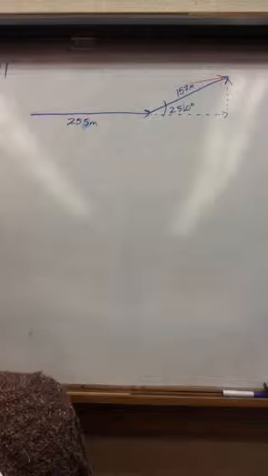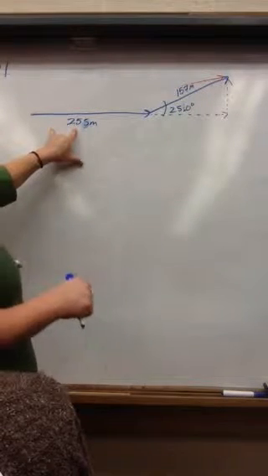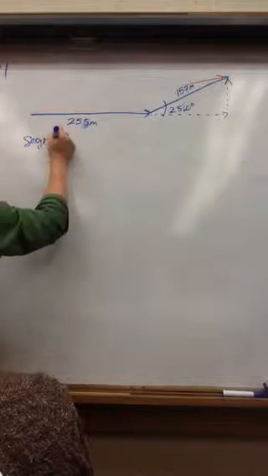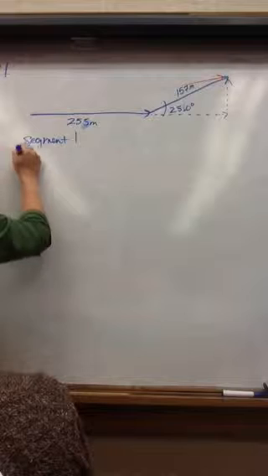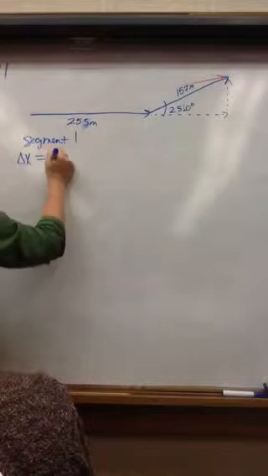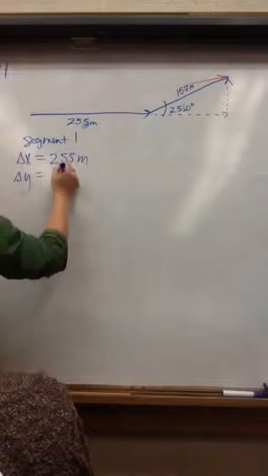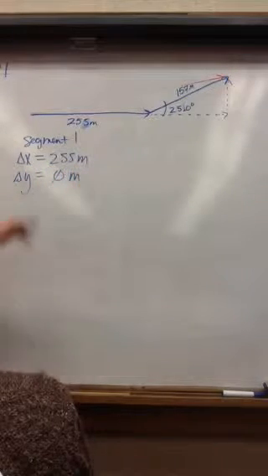So here's where your bookkeeping gets really important. We're going to talk about segment 1 here. For segment 1, we have a delta x of 255 meters. We have a delta y of 0 meters. There is no y component to that first segment of travel. Would you agree?